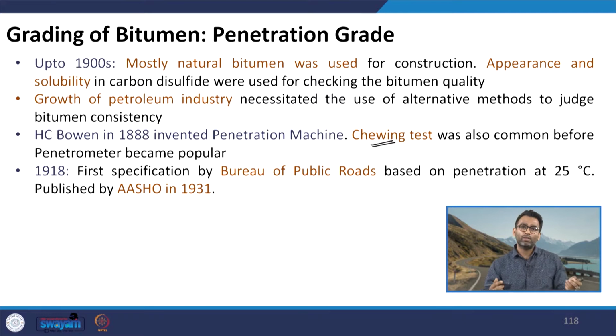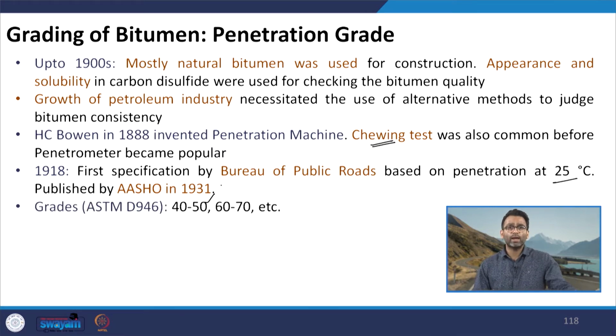In 1918, the first specification by the Bureau of Public Roads was developed, which was based on penetration of bitumen at 25 degrees Celsius, and we have discussed why this 25 degrees Celsius was specially chosen. This was because it represented the average service temperature of the pavement, especially in the US. This was published by AASHO, the American Association of State Highway Officials, in 1931. Various grades of bitumen as per the penetration value were defined.